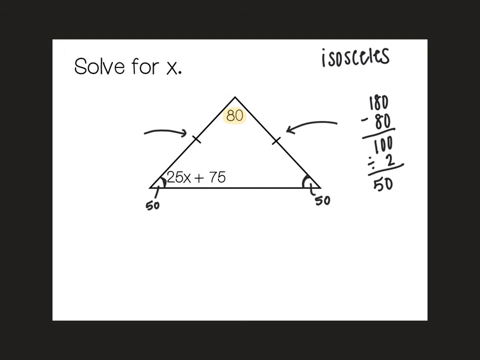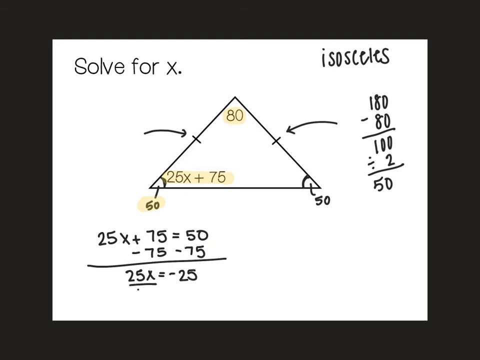So when I set up an equation, I'm going to set up 25x plus 75 equals 50. To solve, I subtract 75 from both sides. I have 25x equals negative 25. And when I divide both sides by 25, I get x equals negative 1. Remember, it's okay to have a negative x value, but we can't have a negative angle measurement.